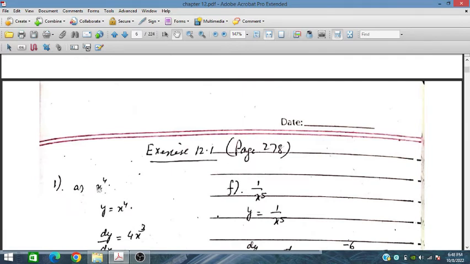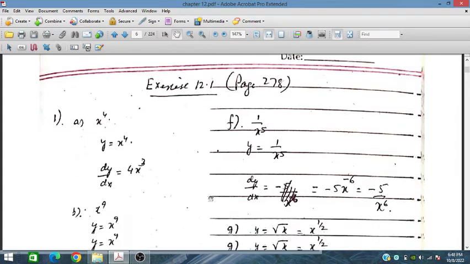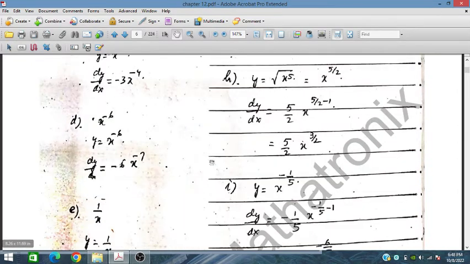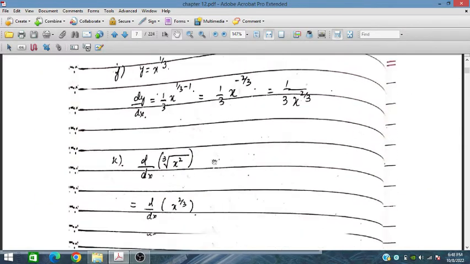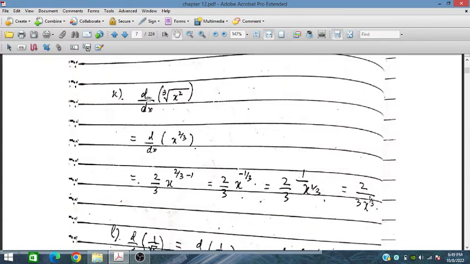First of all, x square, x power 4, means x power n, so y is equal to x power n, then n x power n minus 1. This is the same formula that we are using here. Similarly for the next one, dy by dx of the cube root of x square. The cube root means power 1 over 3, so this is 2 by 3. Here n comes forward, and then n minus 1. So this is the derivative of this one.